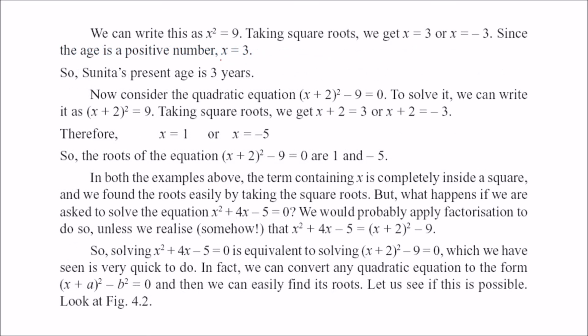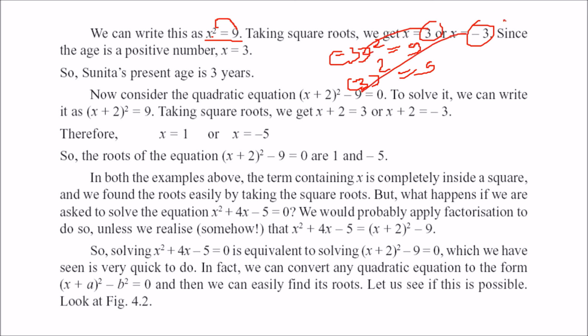Now one thing becomes very predominant here. This equation is x square minus 9 equal to 0. So this is actually x square is equal to 9. This gives the solution as minus 3, because minus 3 square is equal to 9, and 3 square is also equal to 9. So you get the solutions plus 3 and minus 3. These both are solutions. But because the age cannot be negative, we have taken x equal to 3. So Sunita's present age is 3.